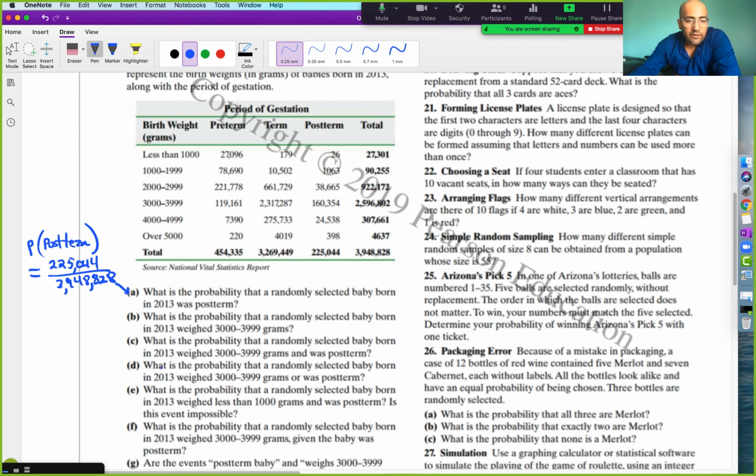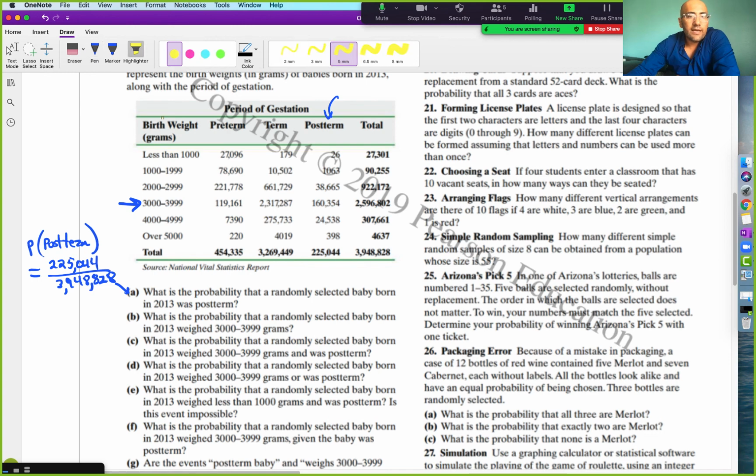Okay, let's jump down here, see if there's anything more interesting. We have an OR statement. What is the probability that a randomly selected baby born in 2002 weighs between 3,000 to 3,999 grams? So that would be here. Or was a post-term.